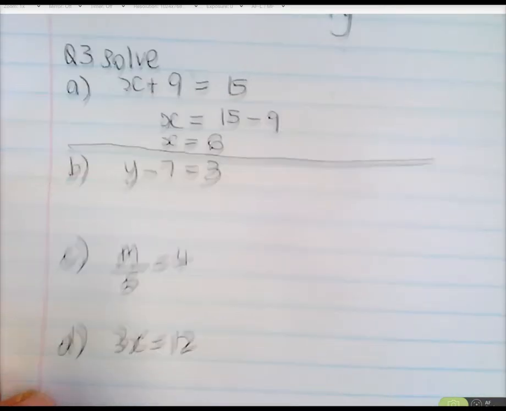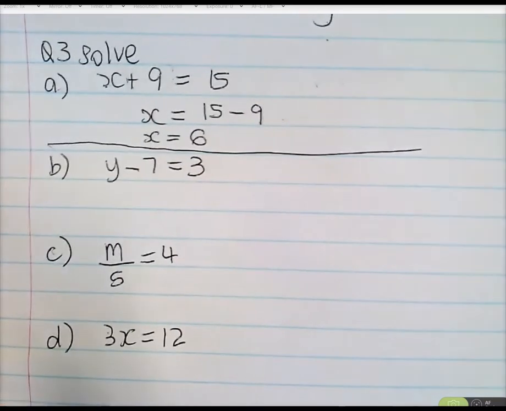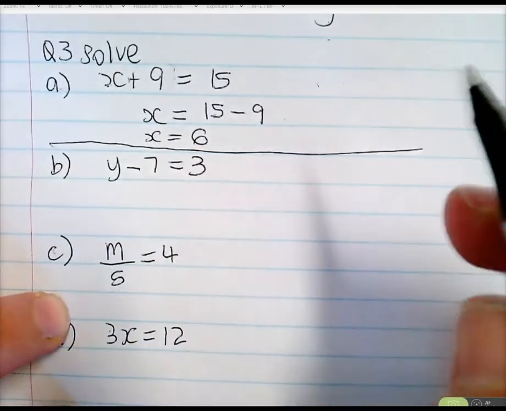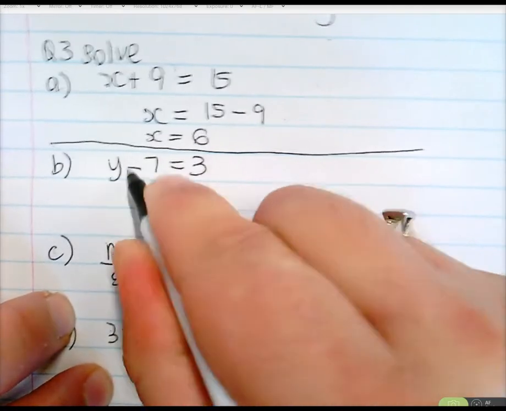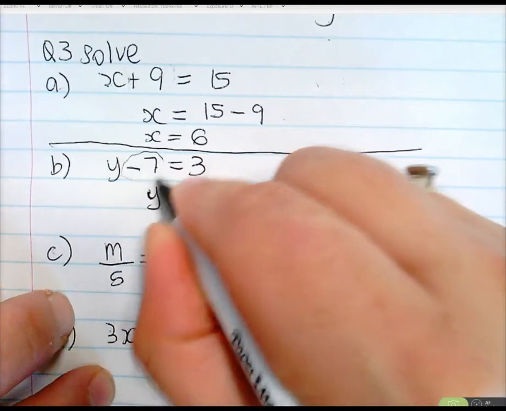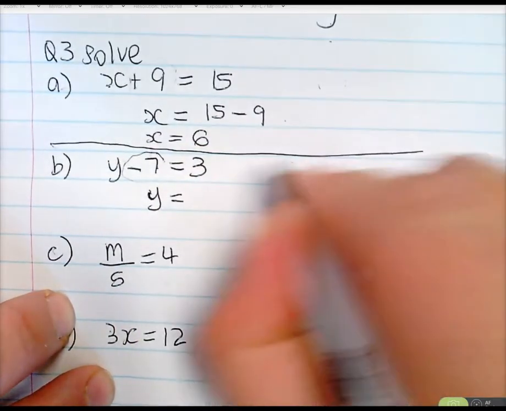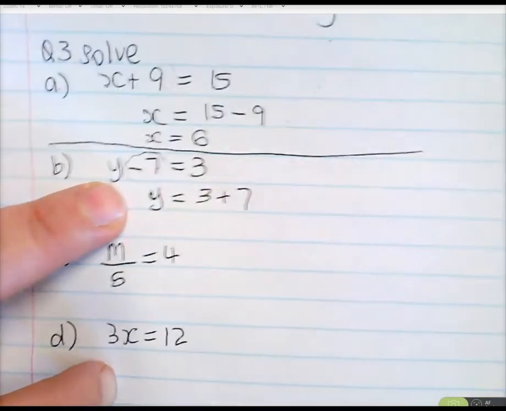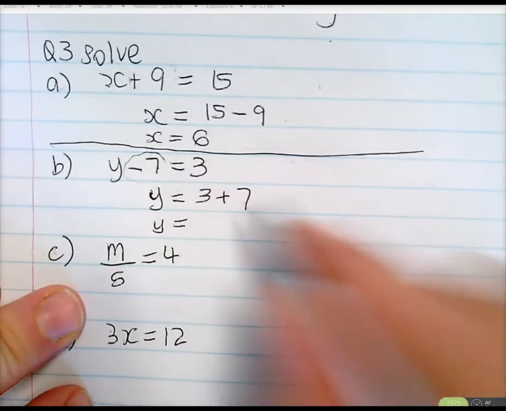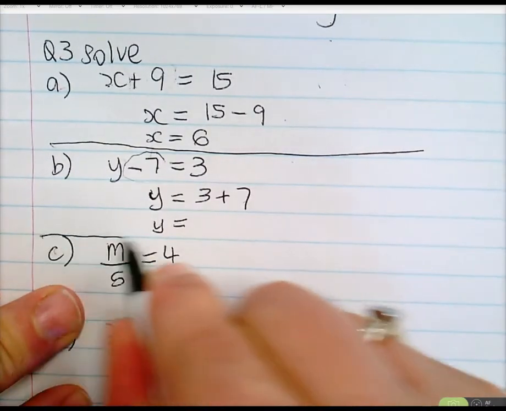The next question, B. We're going to do the same thing here. y take away 7 equals 3. I want to work out what the y is. What needs to move? The 7. The minus 7. Opposite of take away 7, or minus 7, is? Plus 7. So if I pick up that minus 7 or take away 7 and take it over to the other side, it's 3 plus 7. So therefore y is, what is it? What's 3 plus 7? 10.